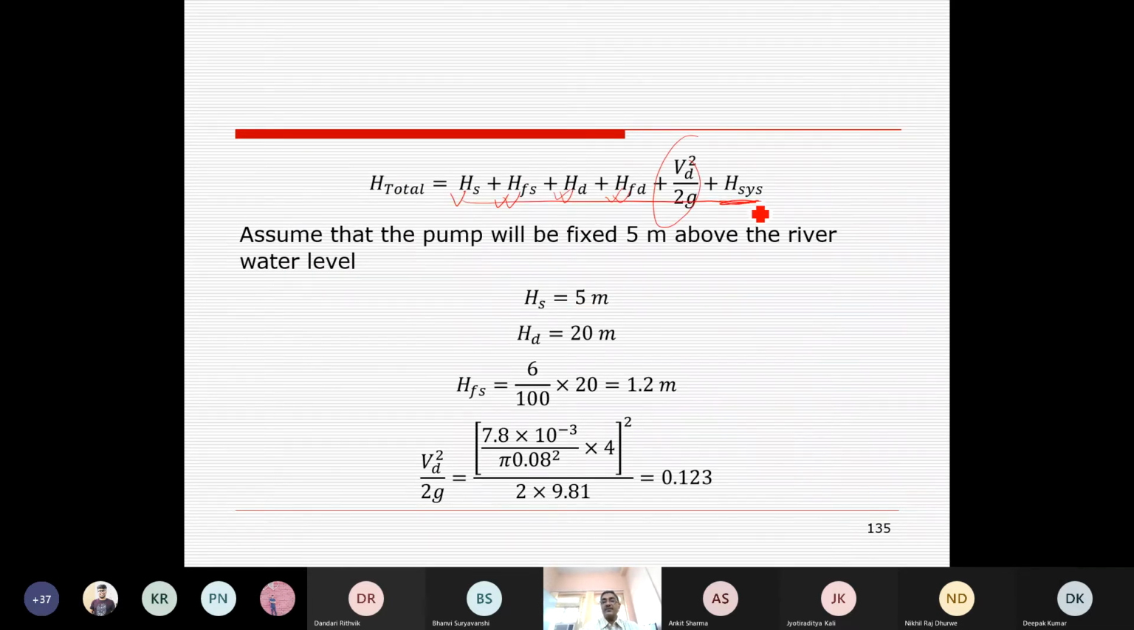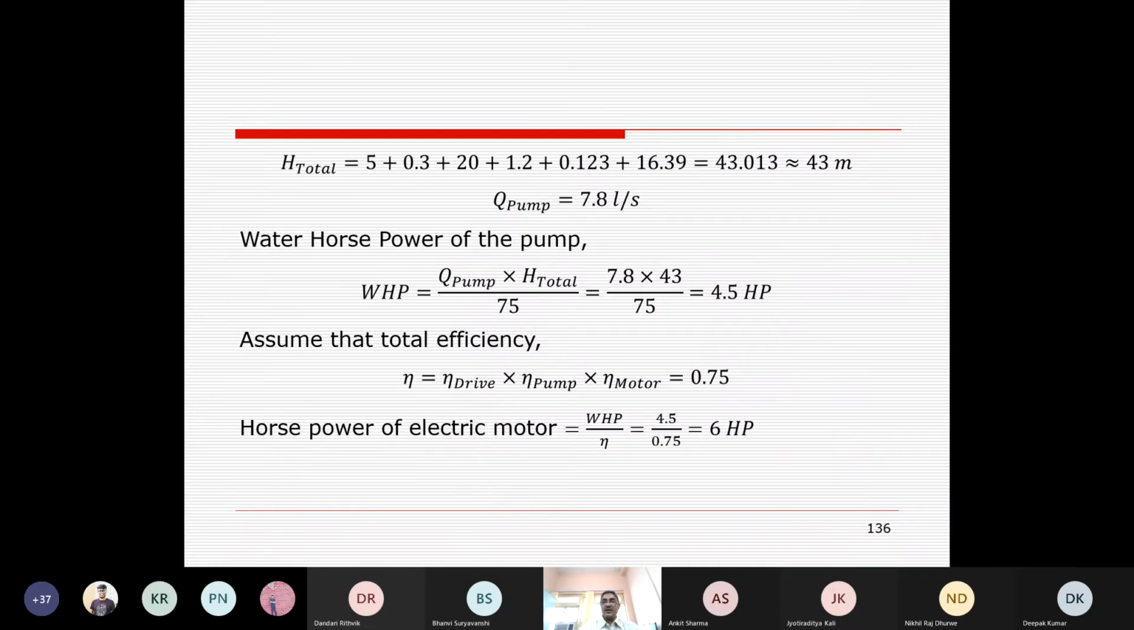If we add all of these, it will give the total head of the system. So in the calculation part, the total head of the system is coming to about 43.013, or 43 meter, and the discharge is 7.8 liters per second. So we can find out the water horsepower required: discharge in liters per second times the total head required, 43 meters, divided by 75. That comes to 4.5 horsepower required to supply this discharge to this drip irrigation system.